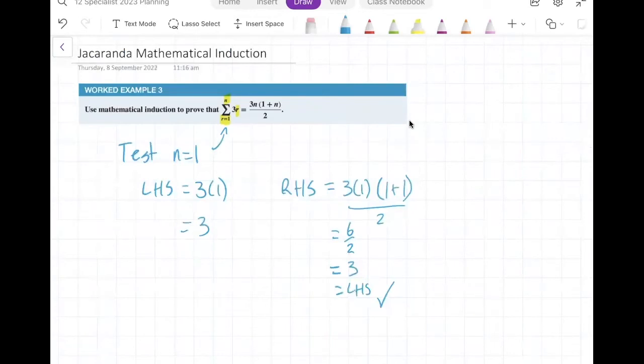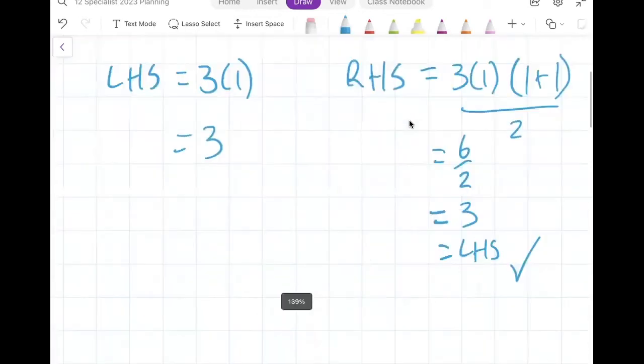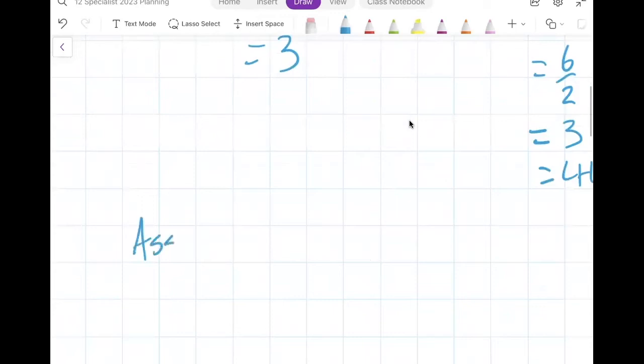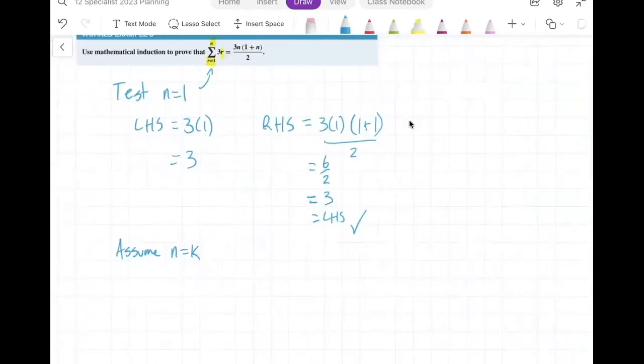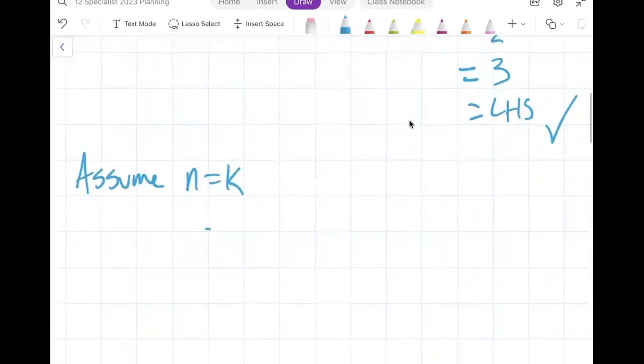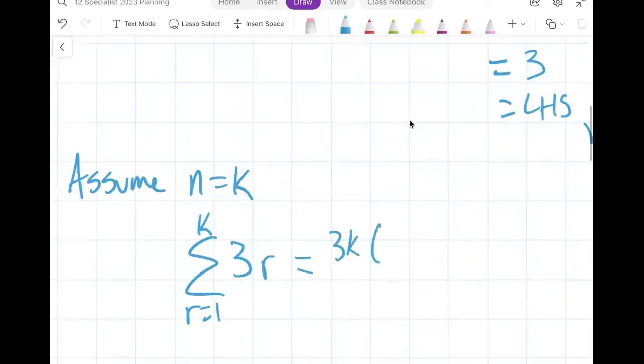So now I'm going to go into my second step, which is my assumption part. So now I'm going to assume that n equals k. So that part still stays the exact same. Now, if I assume n equals k, then that means my sum becomes from r equals 1 to k now for 3r. That part's still going to stay the same. And that is going to be equal to 3k outside of 1 plus k all over 2.